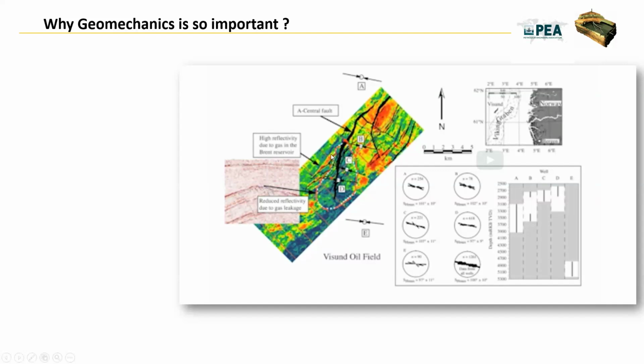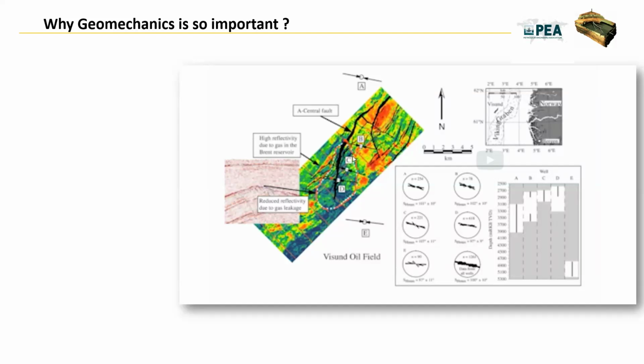Here you see reflectivity maps of one of the reservoirs in the North Sea. Four wells were drilled, A, B, C, D, within the same reservoir. A petroleum company thought that the gas had leaked from the reservoir. They found gas in some wells and not in the others, so they thought that the gas had leaked off from this reservoir.